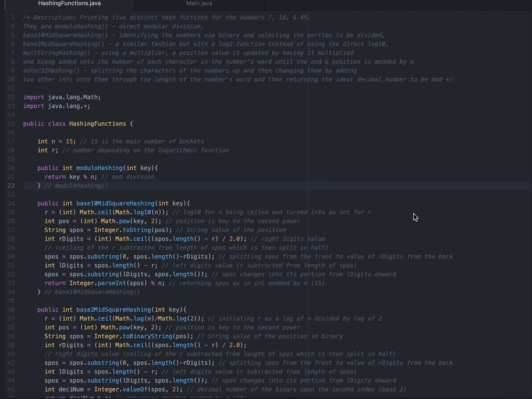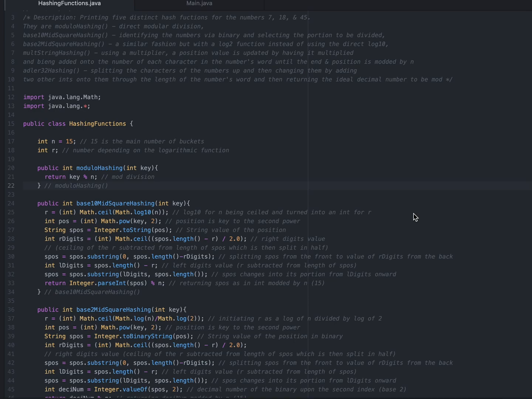We have modulo hashing, direct modular division, and then there's base 10 mid-square hashing, identifying the numbers via binary and selecting the portion to be divided. Base 2 mid-square hashing is similar, but with a log2 function instead of using the direct log10. Multi-string hashing uses a multiplier. A position value is updated by being multiplied and having the number of each character in the number's word added onto it, until the end position is modded by n.